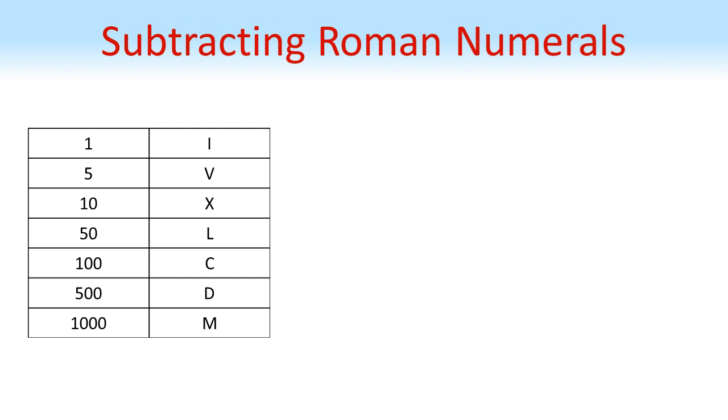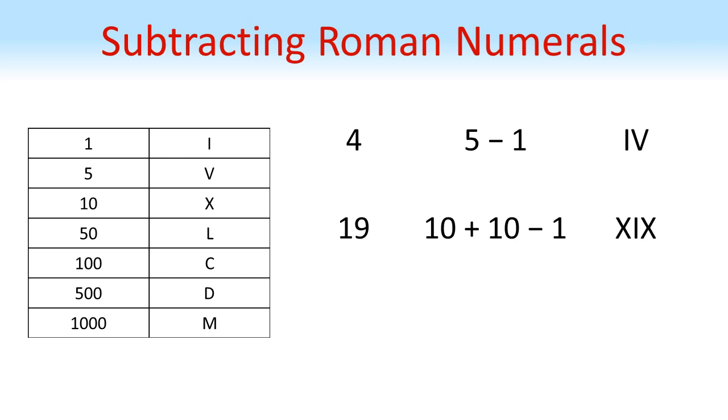We can also use subtraction with Roman numerals. So suppose we want to make 4. Well, 4 is 5 minus 1. So by writing the I for the 1 before the V, this tells us we're doing 1 taken away from 5, hence 4. We could do a similar thing with 19. 19 is a 10 plus another 10 take away 1. So we can use an X for the 10 and an IX to signify the 9, so 19.